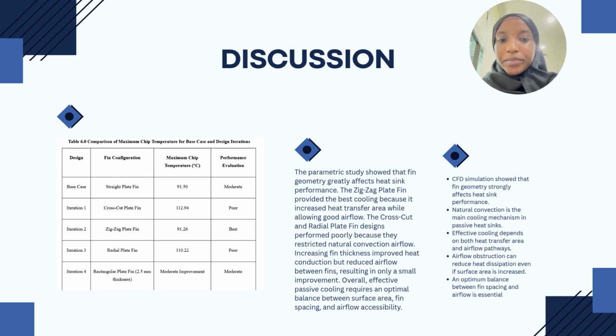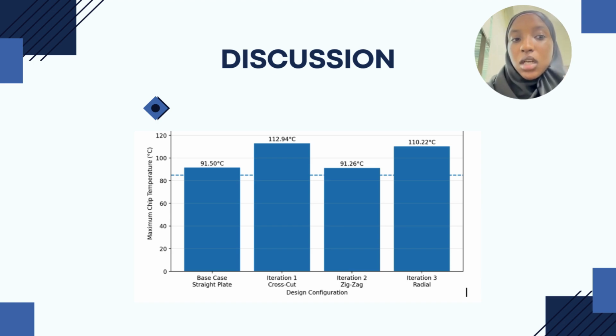accessibility. This graph here is a comparison between the thermal performance of different heat sink configurations. The horizontal axis represents the design configuration, while the vertical axis represents the maximum chip temperature. Since the objective of this project is to improve the cooling, a lower temperature indicates better thermal performance.